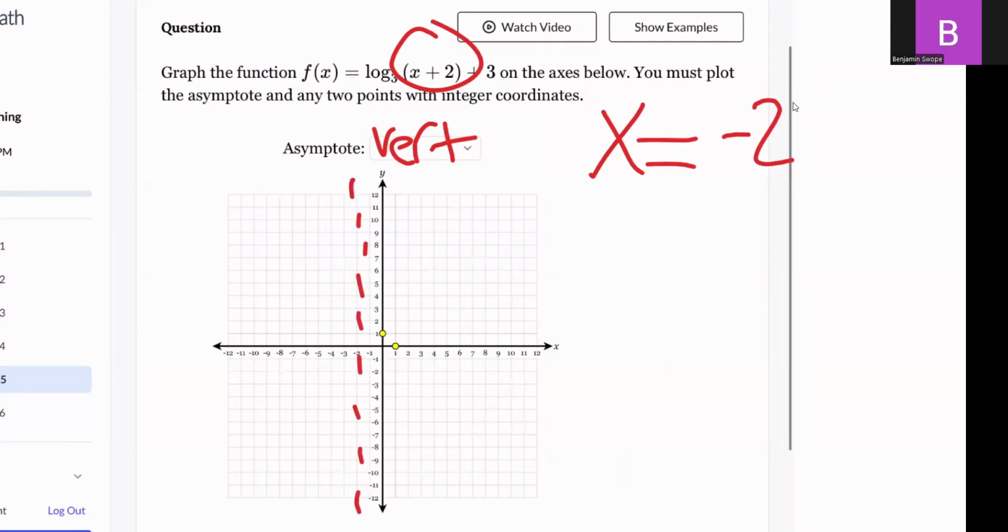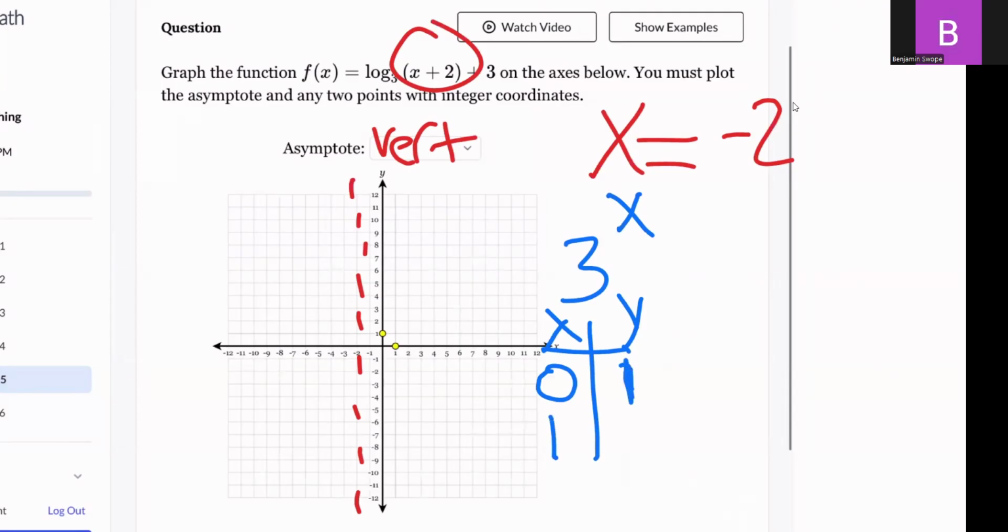Now we're ready to kind of get our couple points. So our base is 3 in this problem, so a little bit different. Like I said, always do 0. That's always going to give you 1. But if I did 1 for this, 3 to the first power is 3. So then we're going to swap our X and Ys.